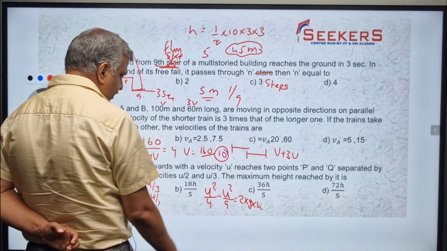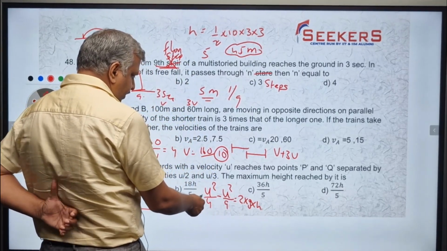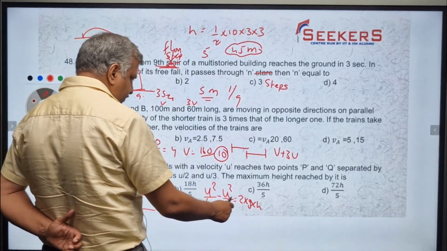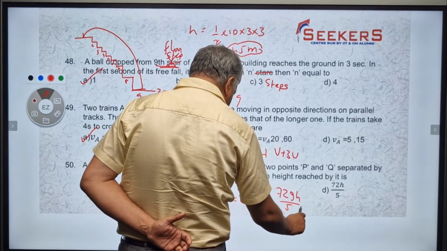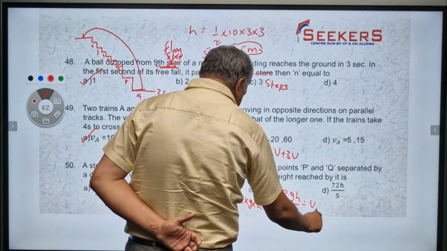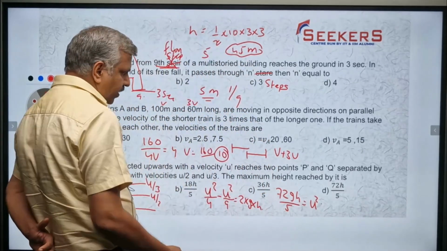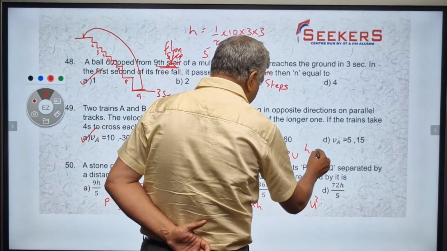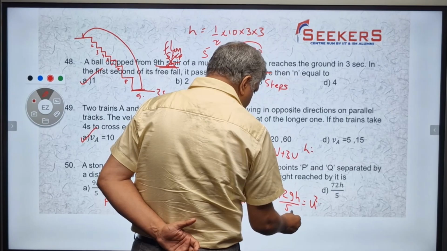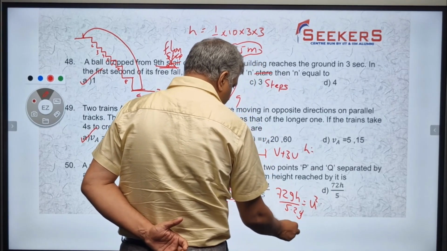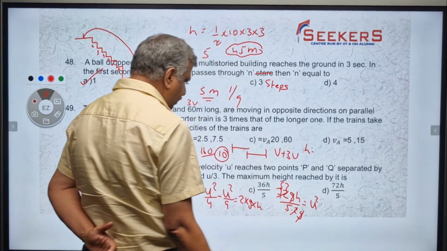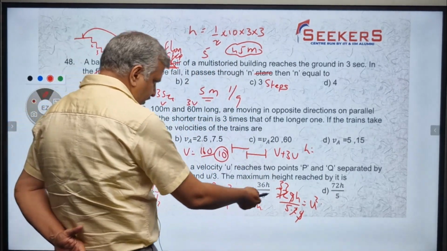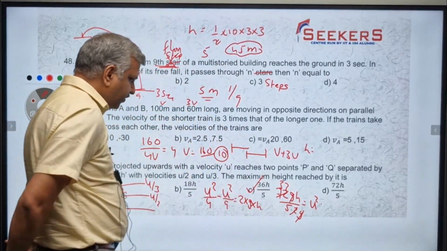So if I look at the LCM, it will be 36 and it will be 5. So 36 by 72 gh by 5 is equal to u square. And I know that the height is equal to u squared by 2g. So into 2g will give me the height. So g gets cancelled, and the answer is 36h by 5. So it should be C.